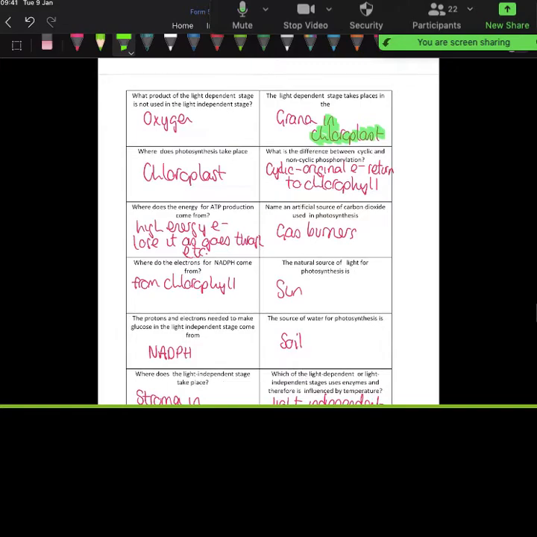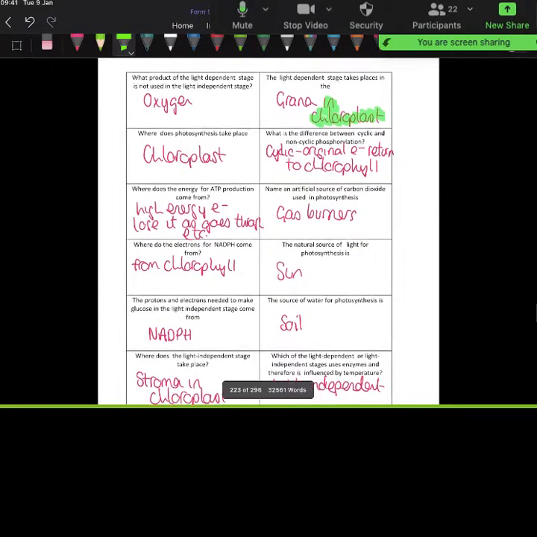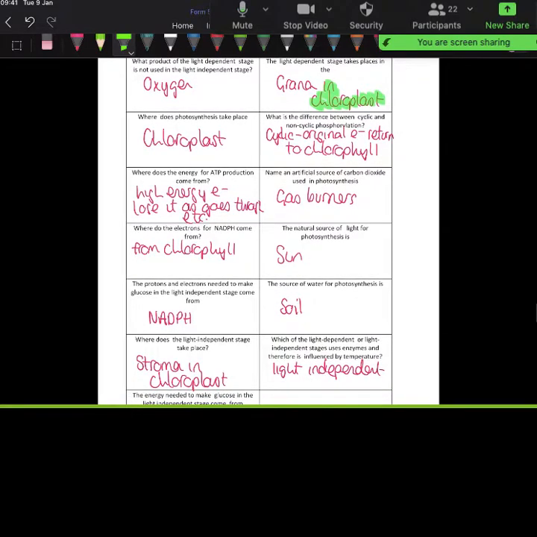Photosynthesis takes place in your chloroplast. In cyclic phosphorylation, the original electron returns to chlorophyll. That doesn't happen in the non-cyclic pathway. Where does the energy for ATP come from? It's the high energy electrons losing it as they go through your electron transport chain. Artificial source of carbon dioxide is using gas burners. Where do electrons from NADPH come from? They originate from the chlorophyll.